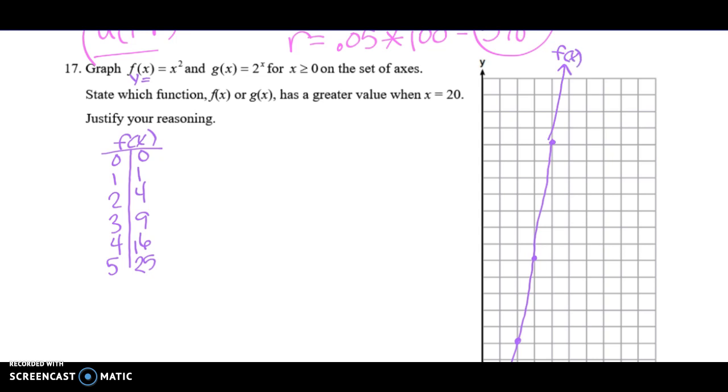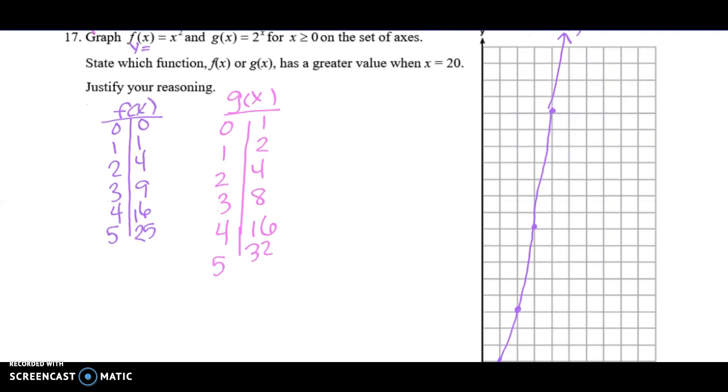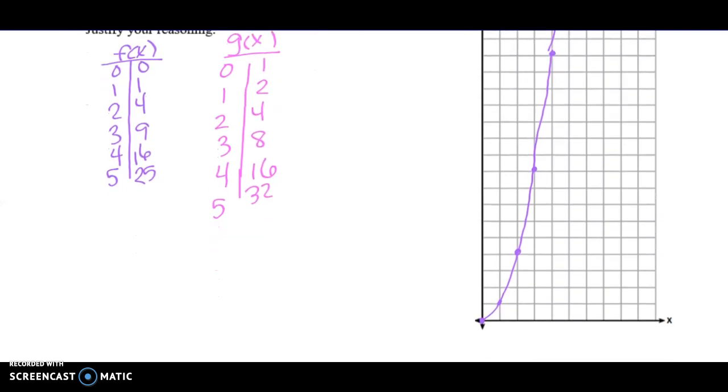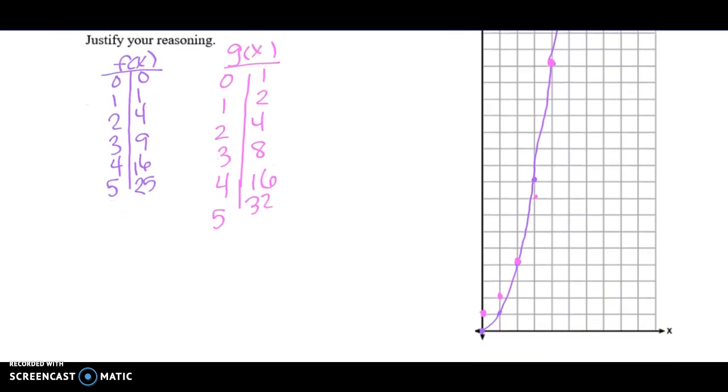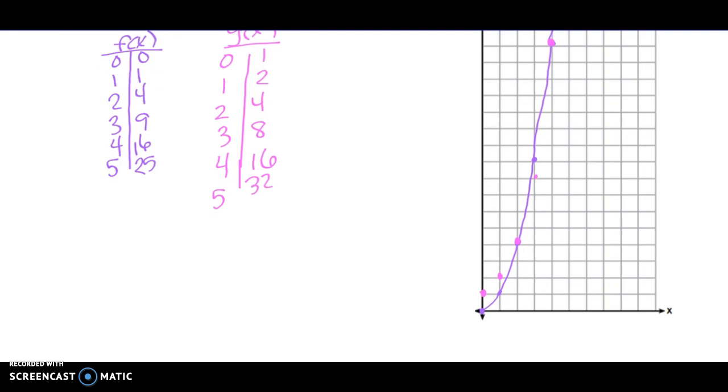Again, you need to pause, put g of x into your y equals, and get a set of values. I put g of x into my y equals and look at my table. So g of x starts at 0, 1, then 1, 2, then 2, 4. They're going to cross each other here. 3, 8, it's still a little bit below f of x. 4, 16, they're crossing each other again, and then 5, 32. It's still not going to fit, and it's actually greater than it was on f of x.